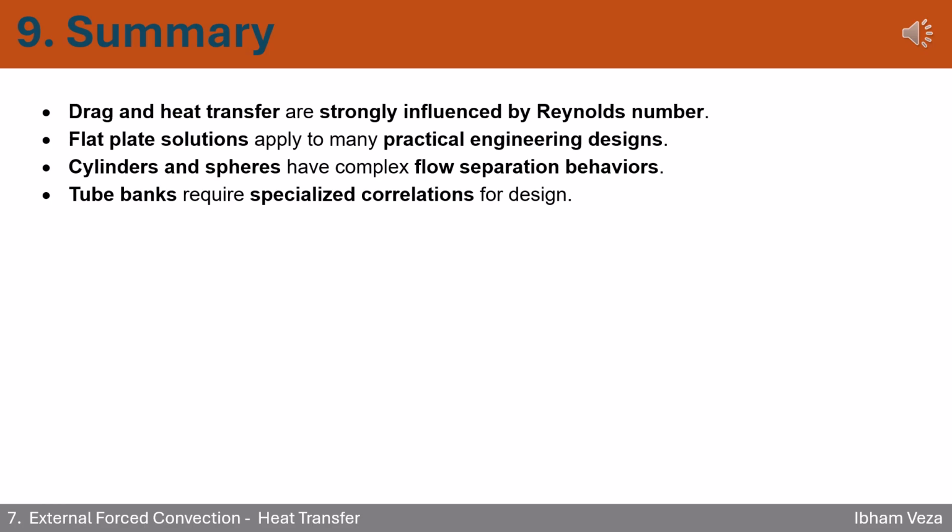When you move to cylinders and spheres, things get more complicated. Flow separation creates extra drag, and predicting it requires a deeper understanding of wake behavior. And for tube banks, you can't just guess, you need specialized equations. These correlations help balance heat transfer efficiency with pressure drop, which is crucial in industries like power plants or refrigeration systems. Master these 4 points, and you've got a solid grip on external forced convection.